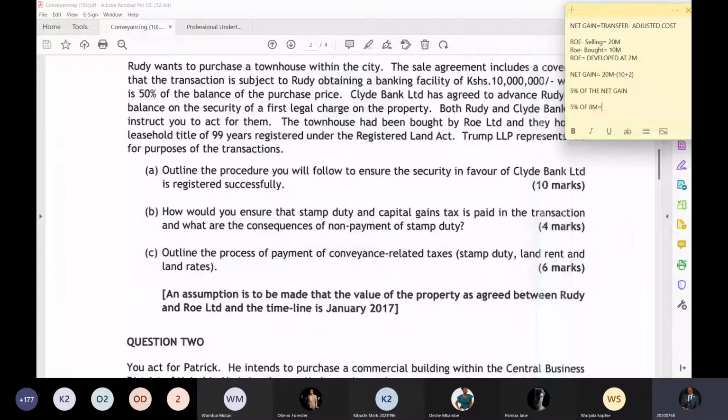Just a minor question. Is the reason it is 10 million because the other 10 million was paid by the finance? No, that's a fictitious figure. I was just explaining how you calculate CGT. CGT is tax on the net gain. What have you gained from this property? Tax on the net gain.